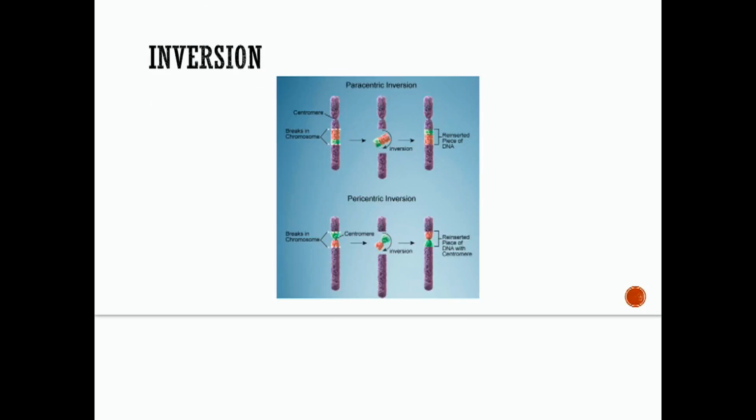Inversion occurs when part of a chromosome breaks off and reattaches in the reverse direction. So here's a chromosome, it breaks in the chromosome and it flips, right? And it's reinserted. So instead of the red and then green, it reinserts with the green on top, okay?